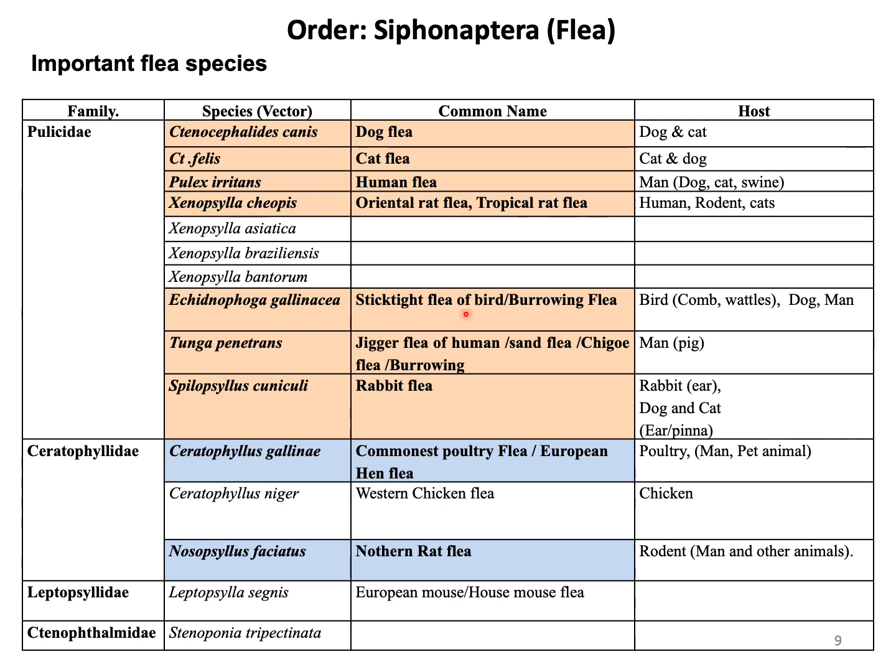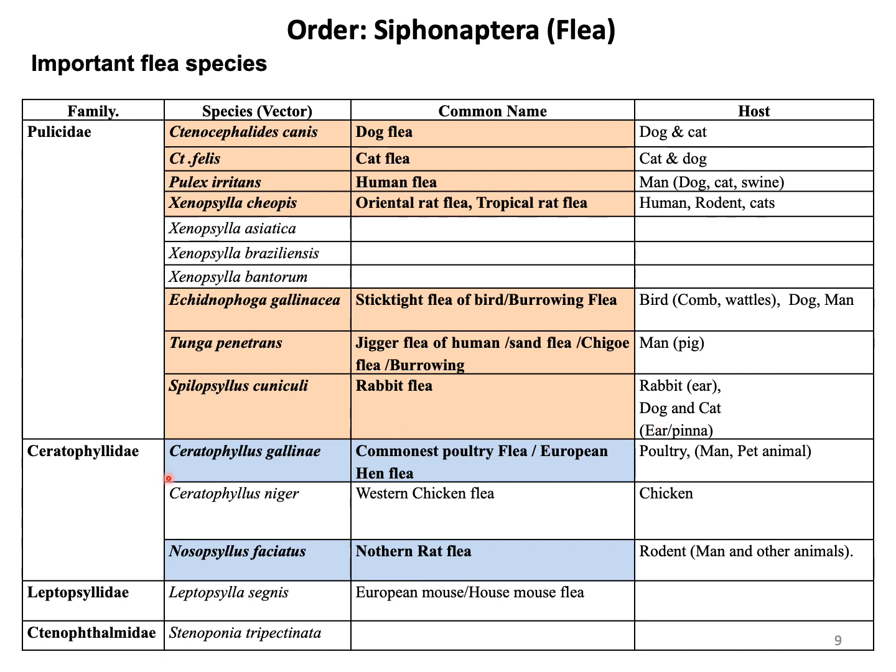stay there. Tunga penetrans is very important for man, and the common name of this flea is the jigger flea, the human jigger flea, or the sand flea. And another one, the rabbit flea, is Spilopsyllus cuniculi. They infest the ear of the rabbit along with different other animals.